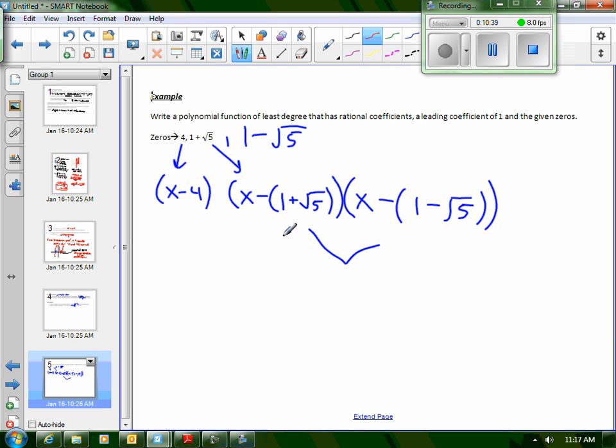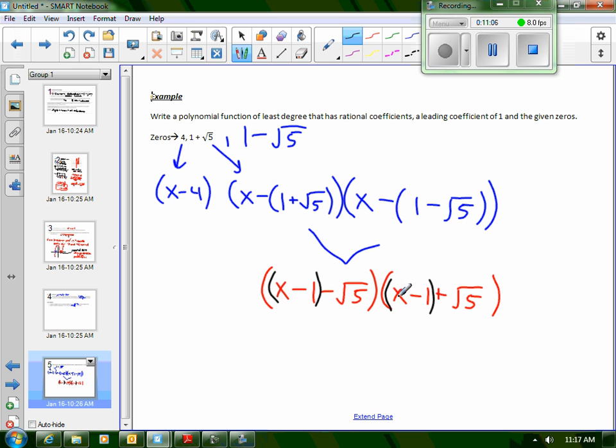You're going to want to first distribute the negative sign into those separate parentheses. So it's going to be x minus 1 minus the square root of 5 times x minus 1 plus the square root of 5. My suggestion for you in terms of multiplying this out is to create a grouping situation where you put the x minus 1s together and then do FOIL.